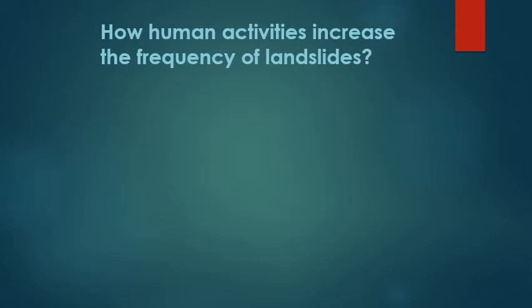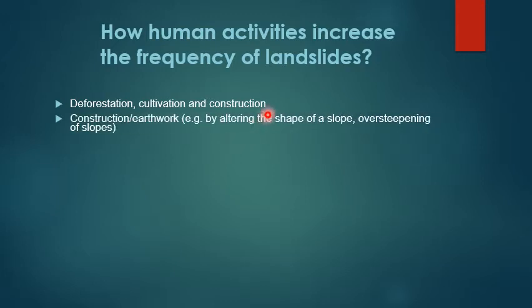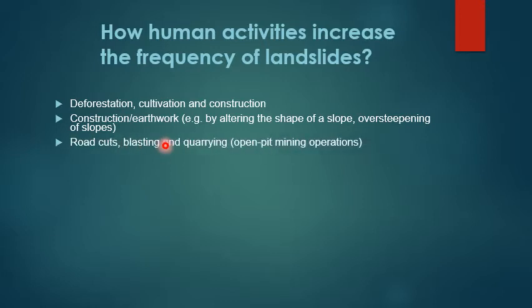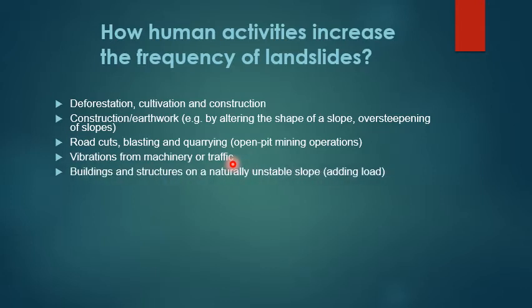How human activities increase the frequency of landslides. Deforestation, cultivation, and construction can increase the frequency. Construction or earthworks alter the shape of the slope, oversteepening the slopes. Road cuts, blasting, and quarrying activities, which are quite common in open pit mining operations, can trigger landslides. Vibrations from machinery or traffic can also trigger them.